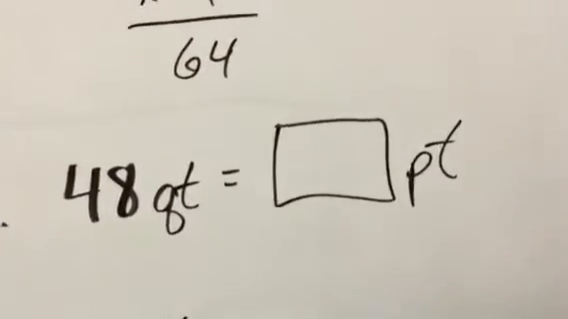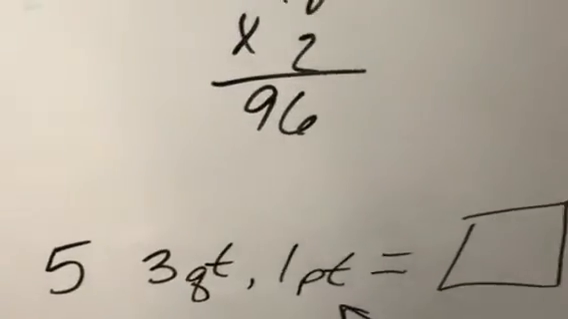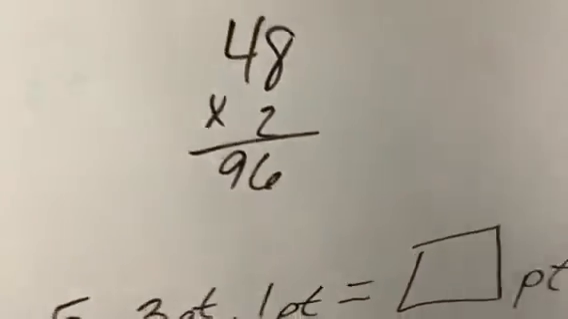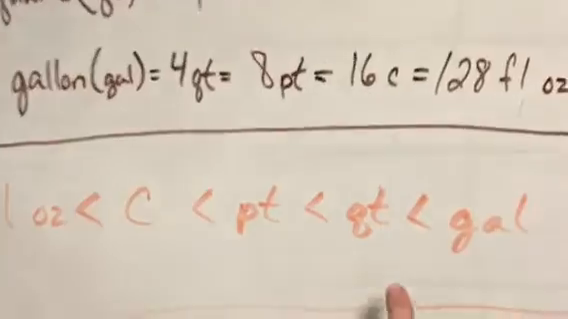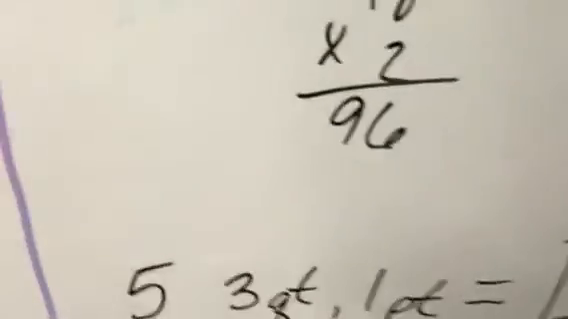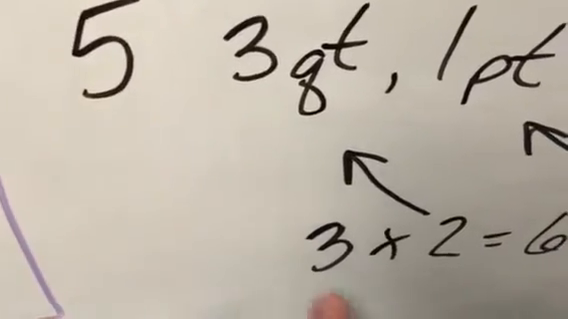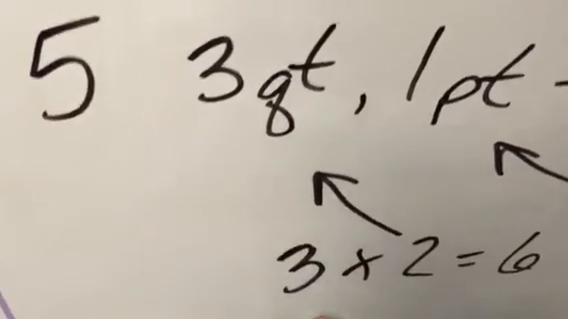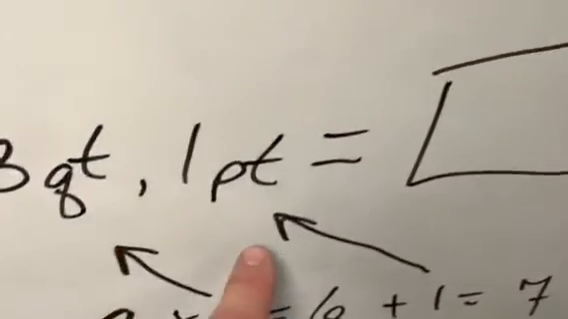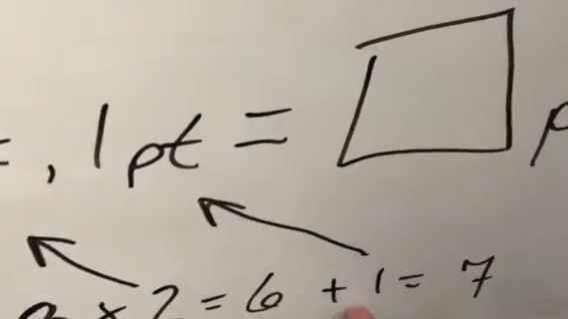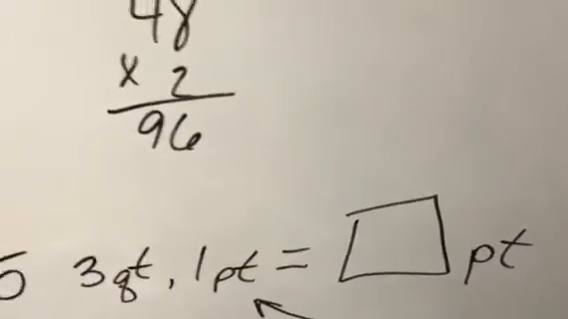Let's skip down to number 5 because it's a little bit different. Number 5 says if I have 3 quarts and 1 pint, how many pints do I have? Again, we look at the progression and we're going from quarts to pints, so we multiply. We take the number of quarts, which is 3, times 2 pints in 1 quart. So 3 times 2 equals 6. But then we still have to add this one other pint to it. 6 plus 1 equals 7. So 3 quarts and 1 pint will equal 7 pints.